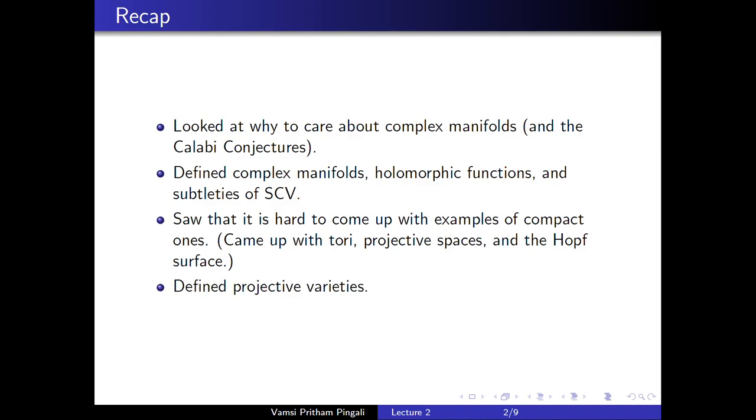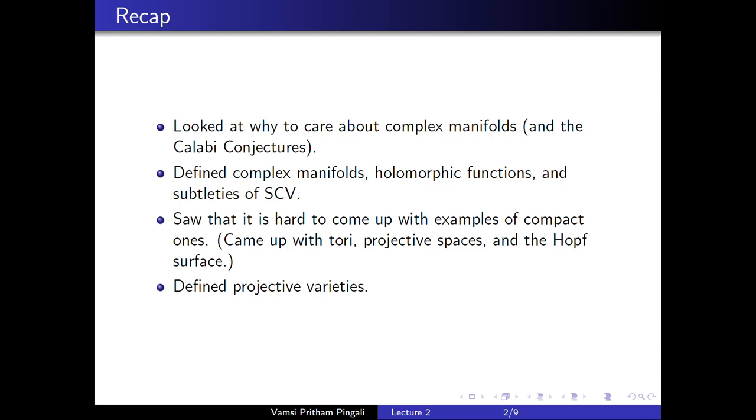And then we looked at projective varieties. Basically, you take a homogeneous polynomial or a bunch of homogeneous polynomials, set them to 0. You get a well-defined subset of Cn plus 1, and that induces a well-defined subset of CPn. So these things are projective varieties, and under certain conditions, these subsets are actually smooth complex submanifolds of CPn.